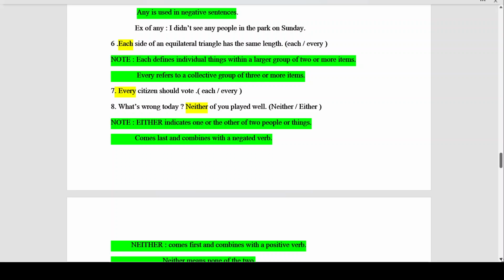Number eight. What's wrong today? Neither of you played well. Now, there are more than two players over here. Therefore, I'm using neither. Either indicates only two people, but neither is used when more than two people are there. So, in a team, there are more than two people. And as a team coach, I'm asking, what's wrong today? Neither of you played well. That means none of the members of the team played well.